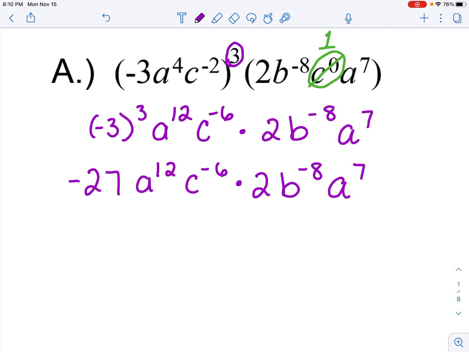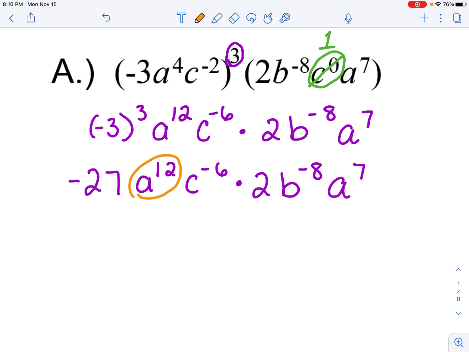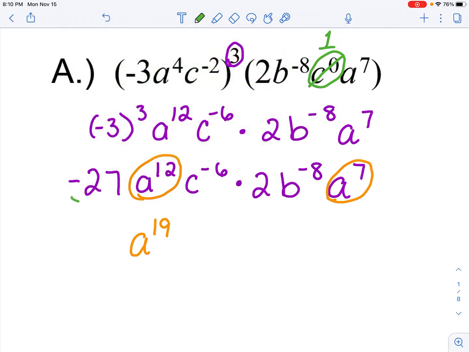All right. I see I've got two a's here. So why don't I try to merge those together? This is a to the 12th times a to the 7th. I can add those exponents to get a to the 19th. In a similar fashion, I can take a look back here at the coefficients. And I can multiply those together. Negative 27 times 2 is negative 54. Okay, so coefficients just follow regular numerical rules.